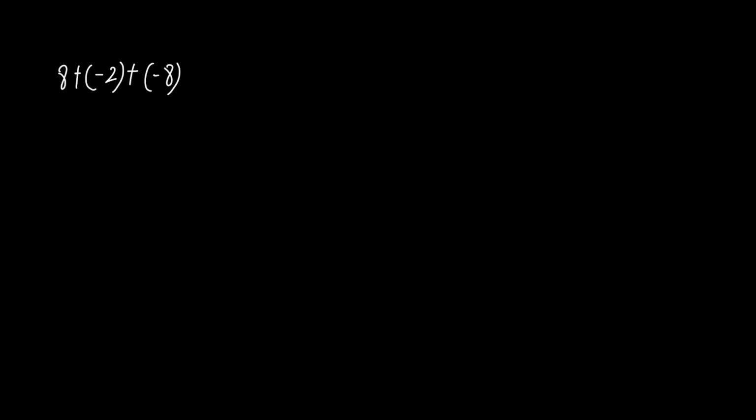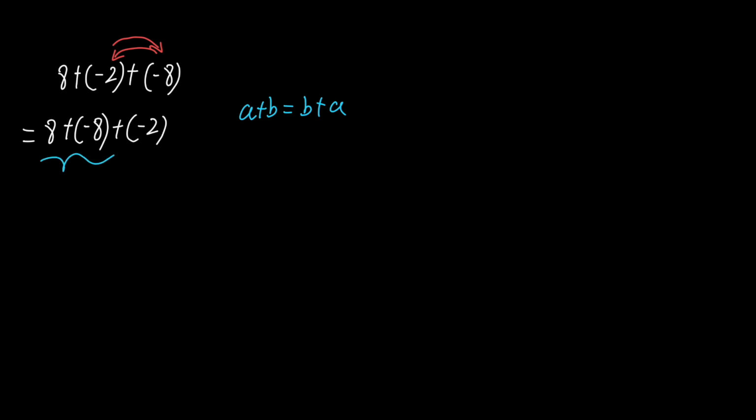I want to remind you of one property: A plus B equals B plus A. It doesn't matter if we switch the position of these two numbers, it's the same result. So it will be 8 plus -8 plus -2. And 8 plus -8 will be 0. We just learned that. And 0 plus -2 will be just -2. Okay, great. But we have another method. Let me show you.